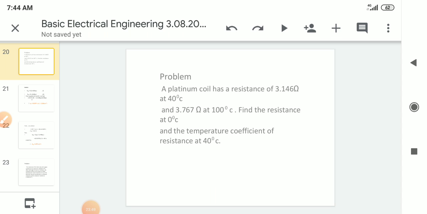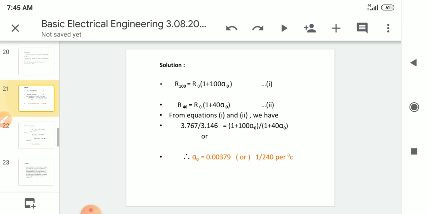Right, in this problem R40 and R100 values are given. T1, T2 are given as 40 and 100 degrees. The question is the resistance at 0 degree centigrade and alpha value. Another bit is the temperature coefficient of resistance at 40 degrees centigrade.